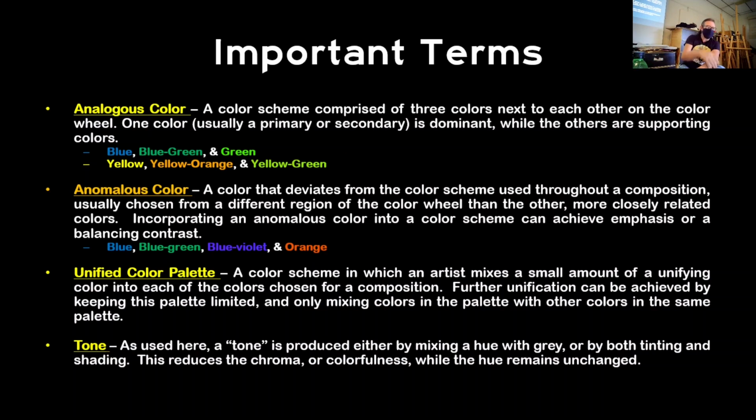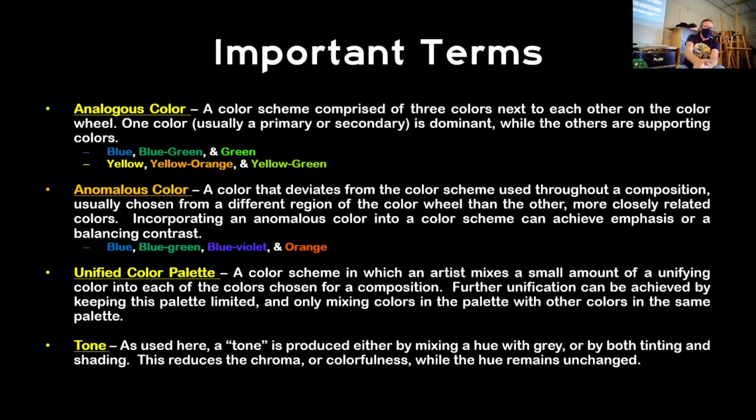So if I had a palette of blue, blue-green, and blue-violet, all of which are very closely related, and then somewhere within my composition I also added orange, that orange would be an anomaly or an anomalous color. And it's going to want to stand out in contrast from all the others.